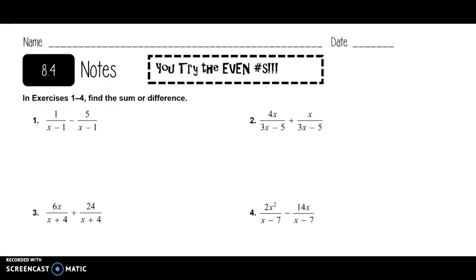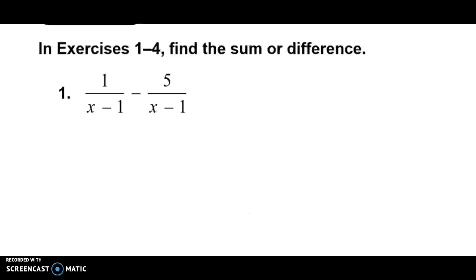Today's notes are 8.4. We're going to be adding and subtracting rational expressions. I'm going to do the odd numbers with you. I want you to try the even numbers on your own. So in order to add or subtract rational expressions, they have to have the same denominator.